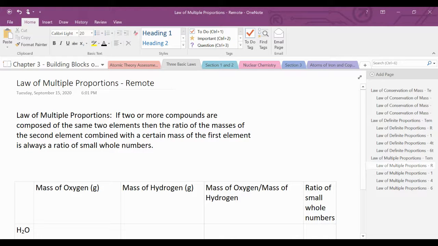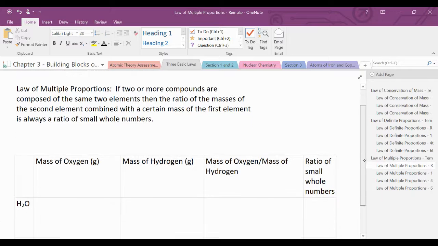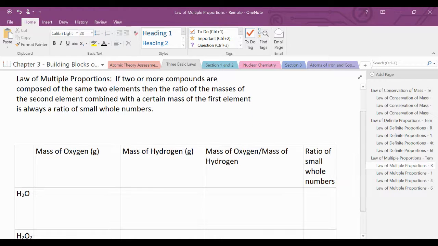All right, we are going to look at the last of our three basic laws, and this one is the law of multiple proportions. And so here's what it says. I have to have at least two compounds, and the two compounds have to be made up of the same two elements. So in the example we're going to look at here, my two compounds are made up of hydrogen and oxygen, so the same two elements.